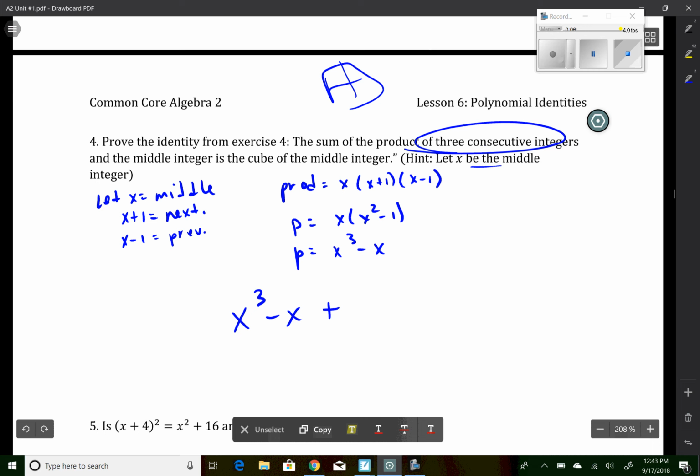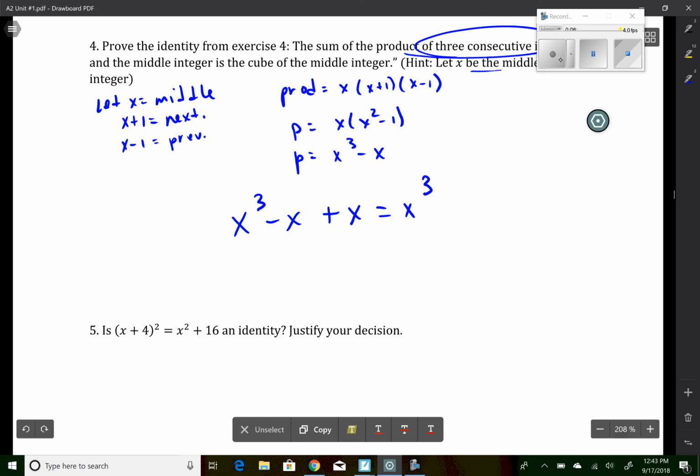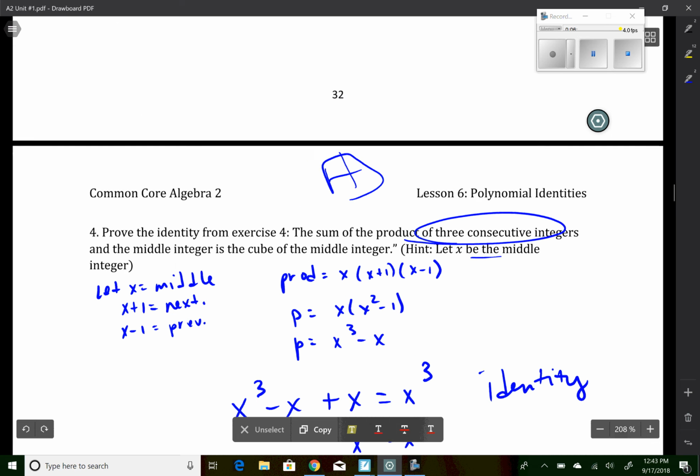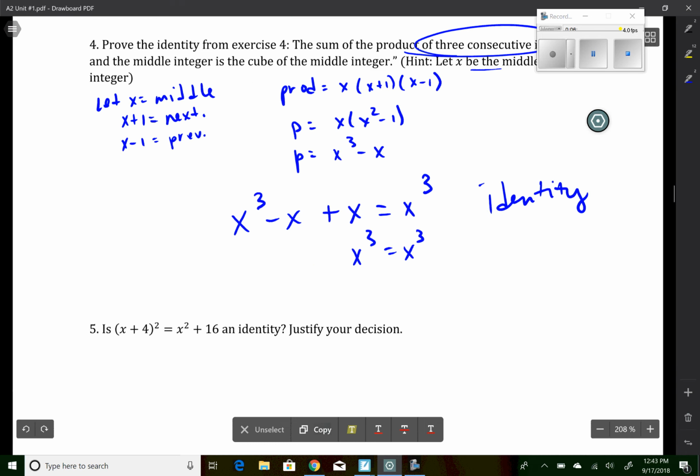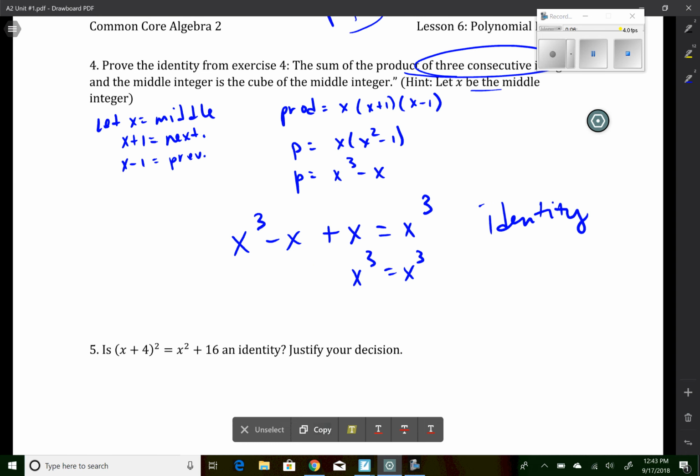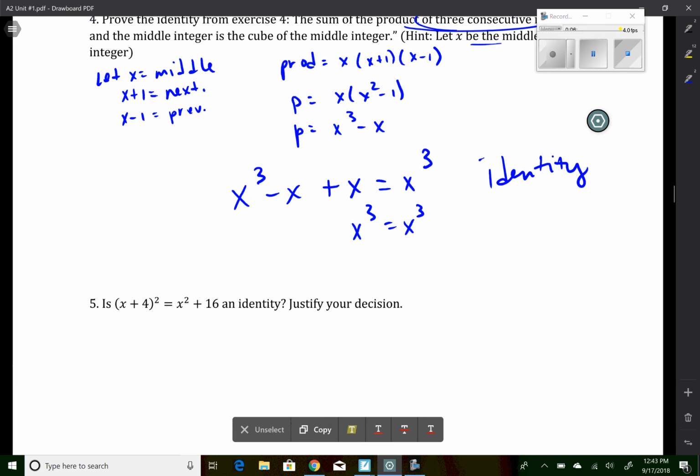And then it says to take the sum of the product and the middle number, and that should equal the middle number cubed. Notice the x's cancel, so this is an identity. It's true. All right, so in this previous question, when we did it with numbers, any consecutive integers we picked, this would work for, because it worked when I used variables. That's what an identity does for us.